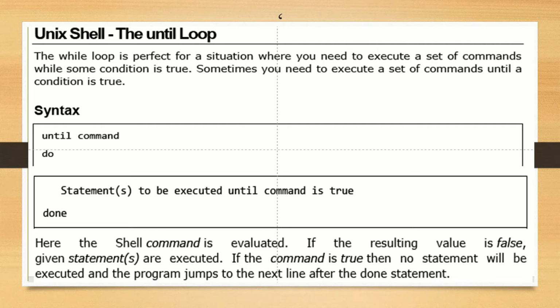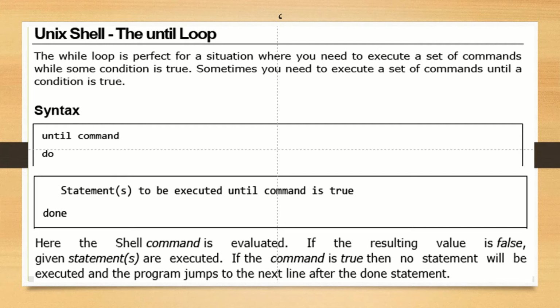Syntax: until is the keyword, then write the command, nothing but the expressions of a shell script. Do the statements repeatedly until the command is true. After that you write done, the last statement available in any of the looping structures. Here the shell command is evaluated. If the result is false, the given statements are executed.